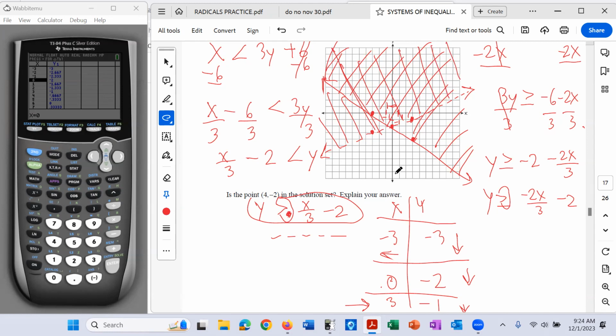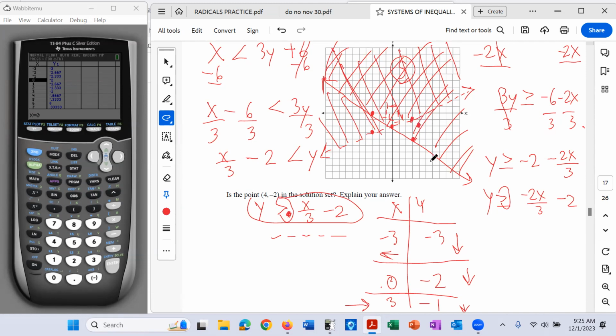Is this my solution area here? What about this on this side? What about this here? That's it. Any point in the double shaded area is a solution. So let's talk about 4, -2. So I'm going to go over 1, 2, 3, 4, right? And then -2. 1, 2.